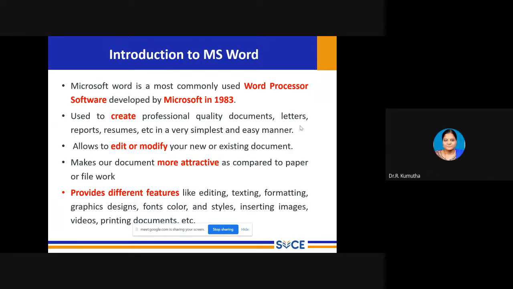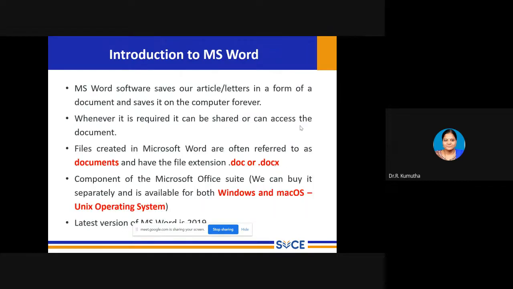Yeah, it is licensed software, so you have to buy it. In order to use this Microsoft Office software, you have to buy it. You have several features, as I said, and we can prepare documents in a more professional way, whether letters, documents or project reports, using this word processor software. And another thing is that we can prepare the document, share it, and access it whenever it is required. Also we can save it in the computer and use it whenever we require.